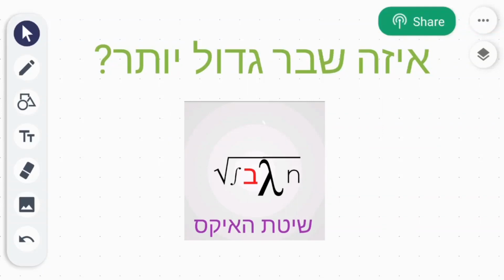Hello friends. Today we'll learn how we can find the biggest fraction out of two fractions and even more. This method is called the X method and we'll shortly learn it.